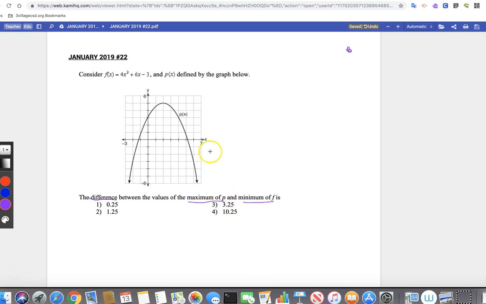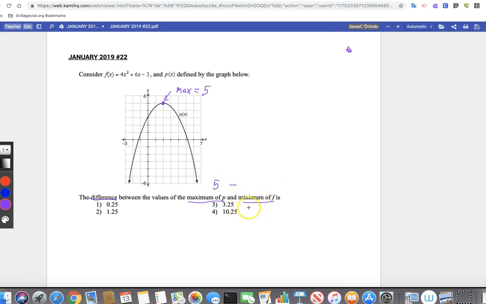Now, because we already have the graph of p of x, determining the maximum of p should hopefully be easy to do. Hopefully you'd agree that this point up here is where we see the maximum. And now the thing is, you have to be careful. While this is the maximum point, the maximum is always the y value at that particular point, and at that point the y value is 5, and thus that's the maximum. So the maximum of p is 5.